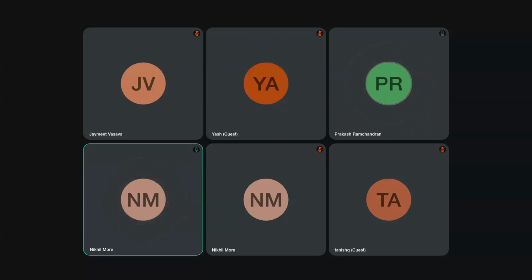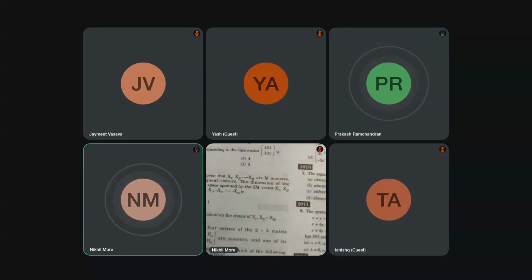I will just start with 2007 question 3, in the chapter on linear algebra. If it is given that x1, x2, ... xm are m non-zero orthogonal vectors, the dimension of the vector space spanned by the vectors x1, x2 is this. So what is the answer, A, B, C, D? Just go ahead, read it and then we get the answer. It's a simple, straight answer.